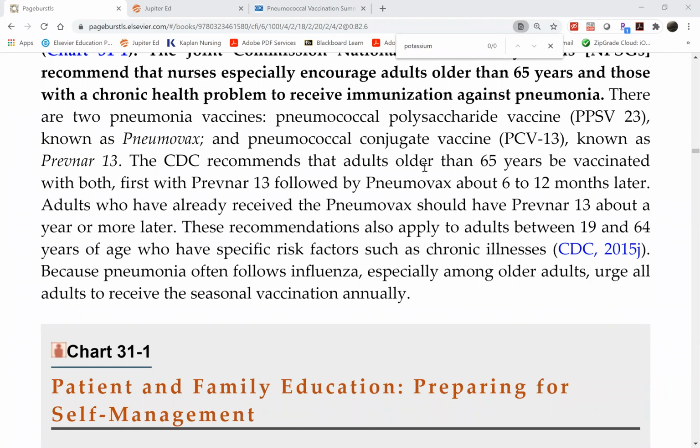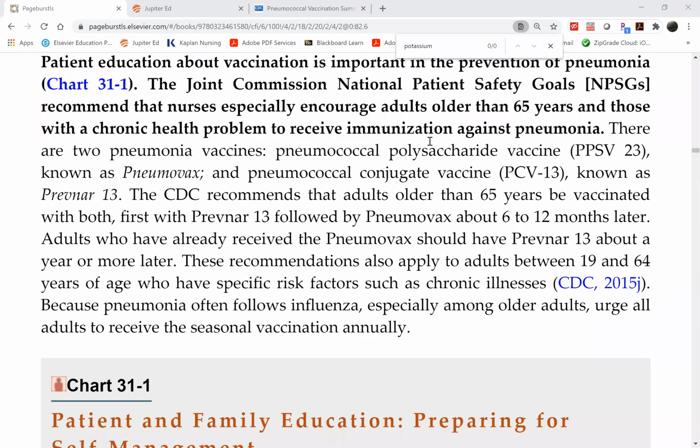Again, there are 2 vaccines here recommended. Again, why the big deal? Why do we have to promote pneumococcal vaccination again? Why is pneumonia such a big deal?